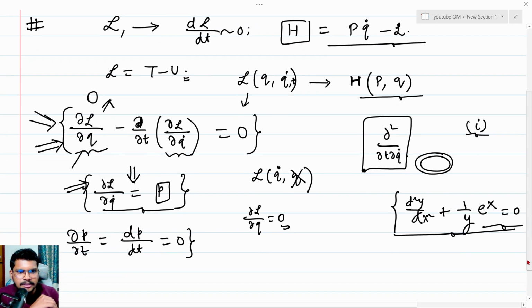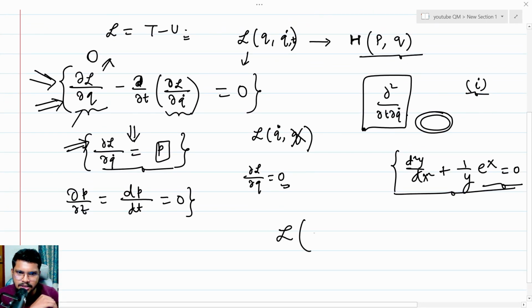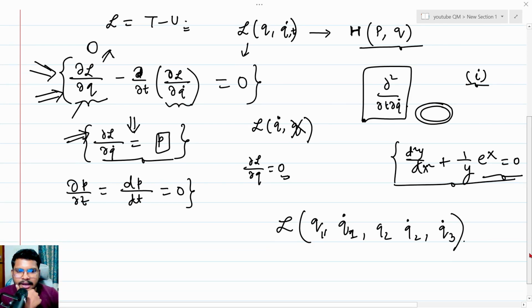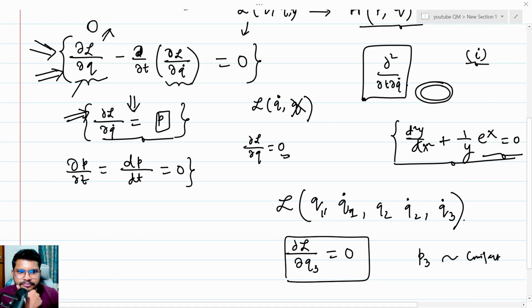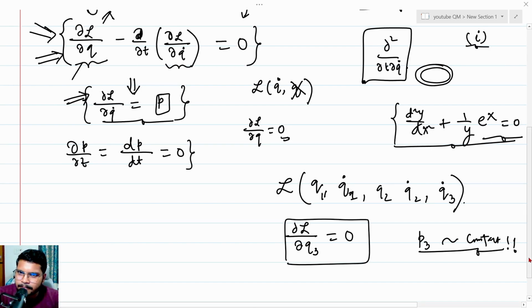It simply means that if I have some structure, let us say Q and Q dot, let's say that I have q1 dot, q2 dot, and suppose I have only q3 dot, then I can simply say that if you evaluate delta L by delta q3, it is going to be 0. Therefore, the generalized momenta is going to be constant. And this can make my job easy.